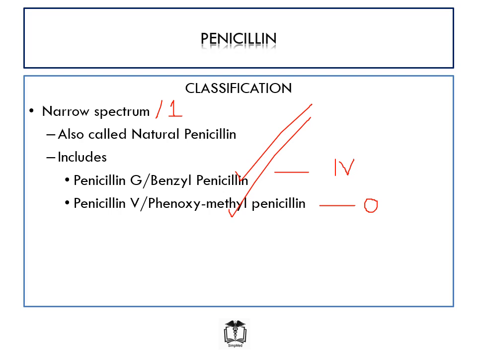The reason why we call them narrow spectrum is because they have a very narrow spectrum of activity to bacterium. So usually penicillin G and penicillin V are used in treating very mild conditions, a very small set of bacterium, including gram-positive bacterium and spirochetes.